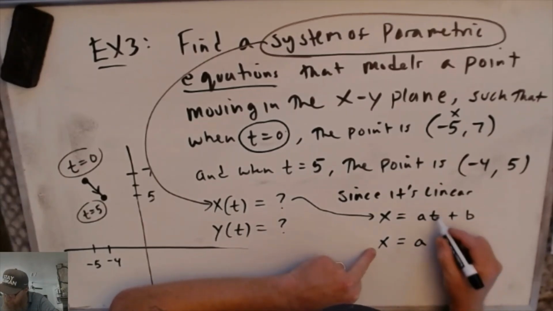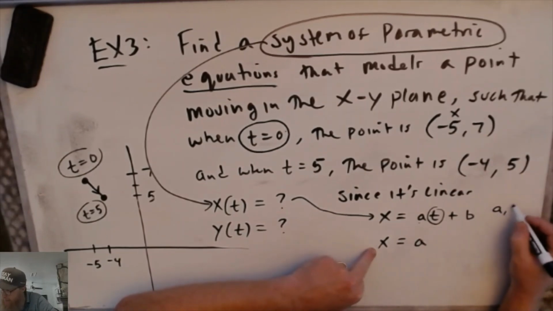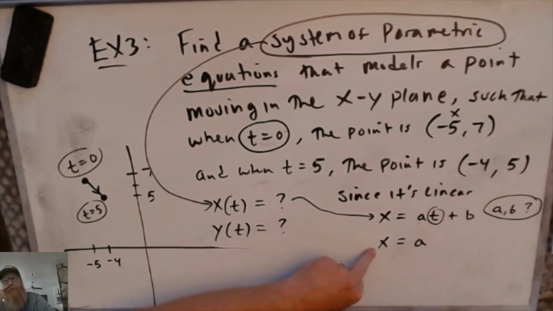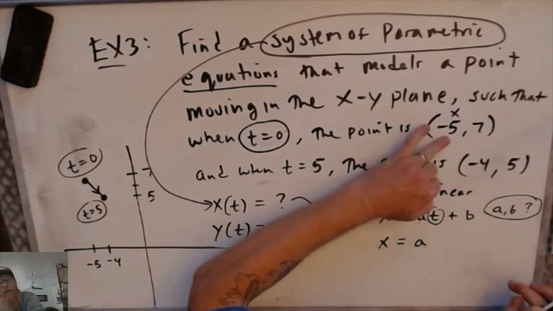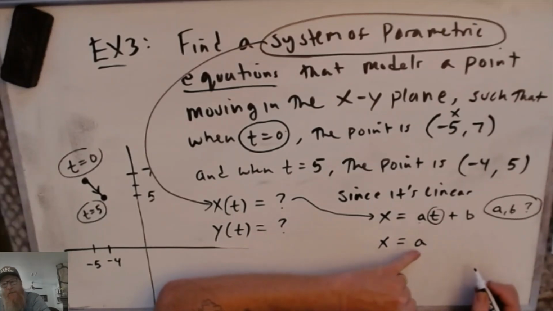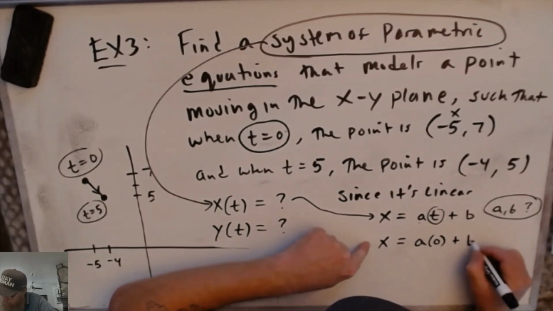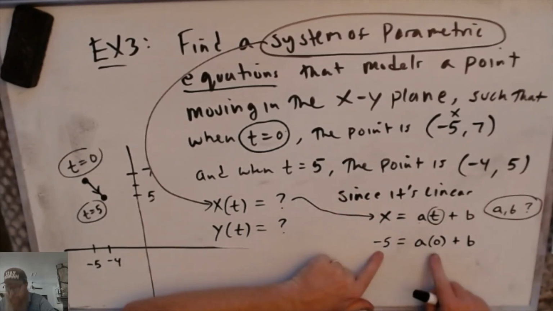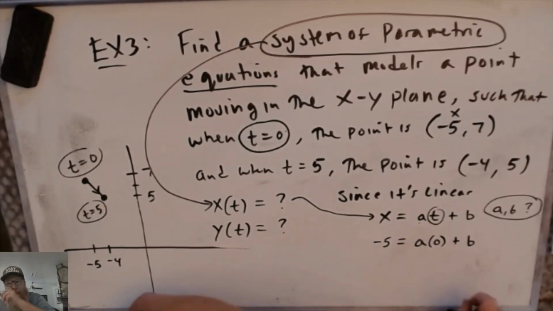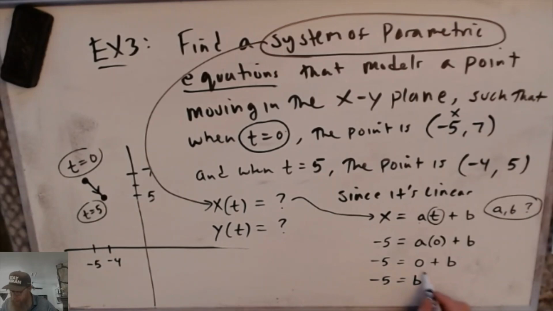I want to figure out what is b and a. All right, a and b are the unknown values that I'm trying to figure out. I know x, and I know t. I'm trying to figure out a and b. So I know t is 0, and I know x is negative 5. So I'm not solving for x. I'm solving for a and b. Well, that finds b pretty quickly. So I know b must be negative 5.